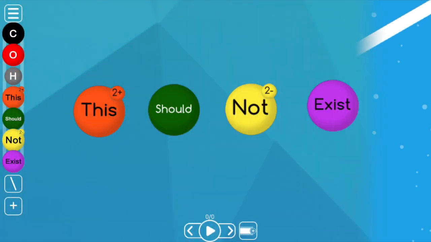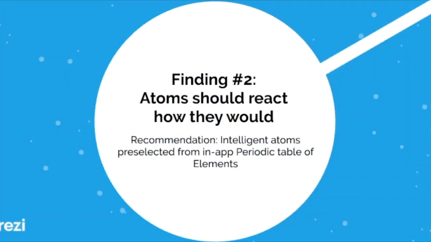Compared to its competitors, this app lacks built-in chemistry intelligence, which is a desire users mentioned in interviews. Atoms and molecules should exist according to properties afforded to them, thus reacting how they would in the real world. Our recommendation is that intelligent atoms can be selected from an in-app periodic table of elements, and that they also interact according to laws of organic chemistry.